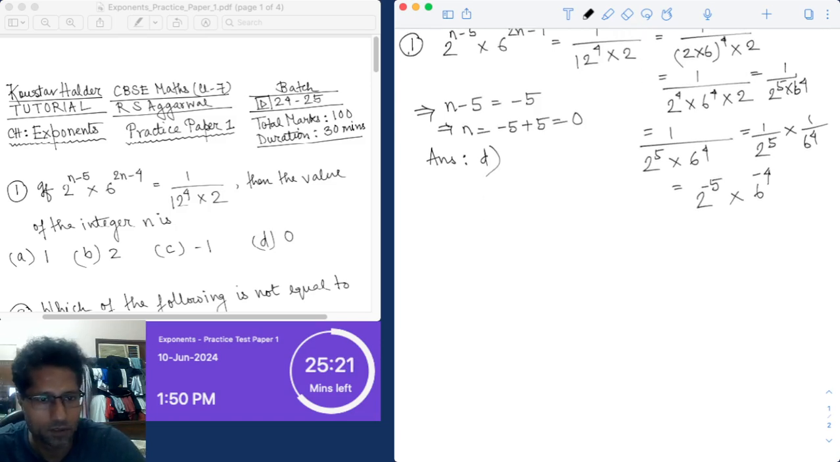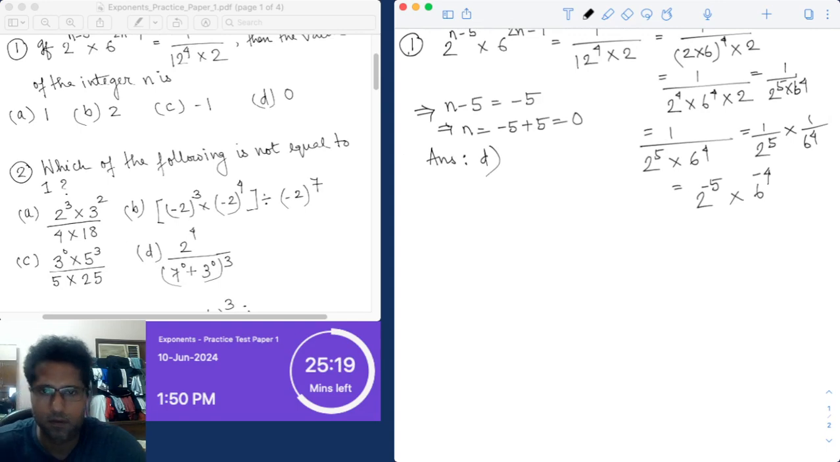Let's solve question number 2. Question number 2. Which of the following is not equal to 1? There are some exponential expressions given, and it is asked which of the choices the value is not equal to 1. Okay. Now, which is not equal to 1? It will take some time. Let's quickly see which one is not equal to 1.